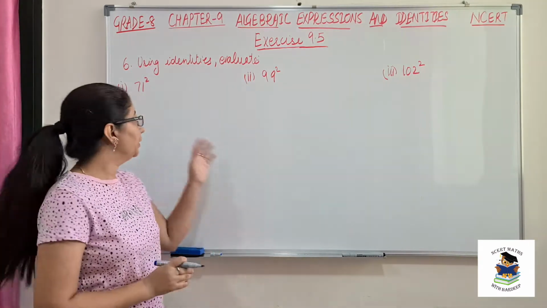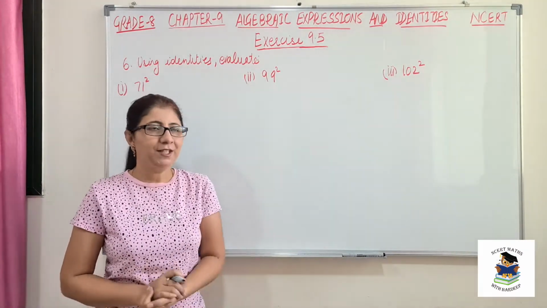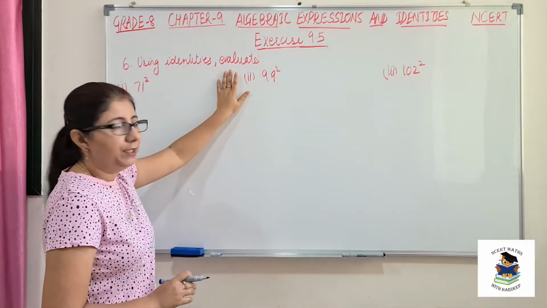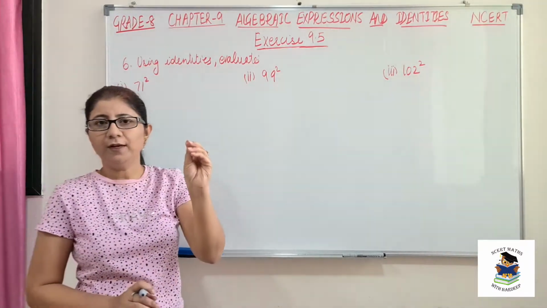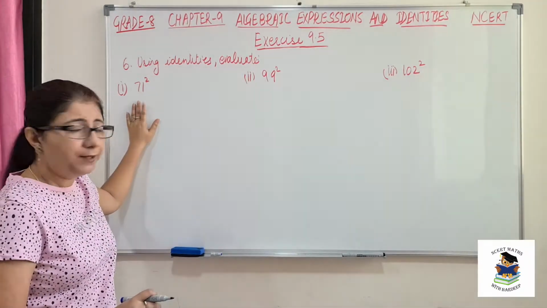Today we are solving question number 6 of exercise 9.5. So let's see what the questions are. Using identities, evaluate, means we should find the final value of the given expressions. So the first one is 71 square.